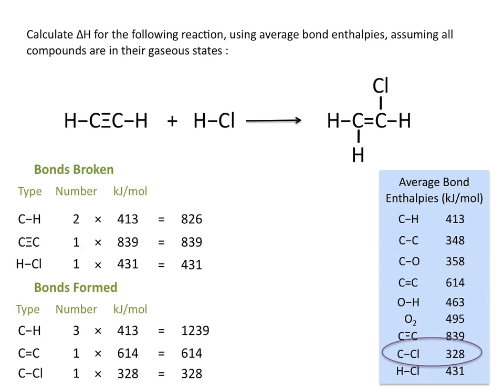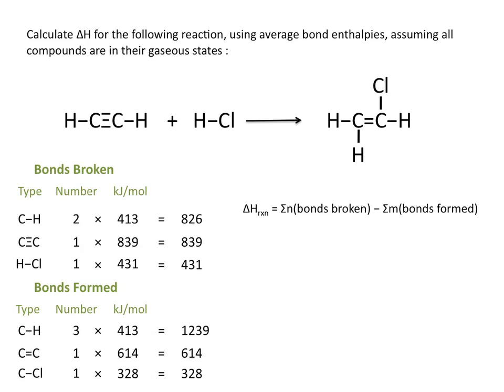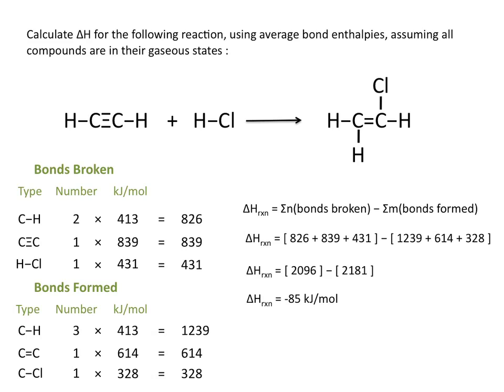Now, you'll notice that I have carbon-hydrogen bonds broken and carbon-hydrogen bonds formed. And so it's okay to look at the difference between the bonds broken and the bonds formed if you'd like. However, I think it's much easier and you're going to make a lot fewer mistakes if you just count up all of the bonds broken and count up all of the bonds formed and subtract. So now we can plug these numbers into our equation. I sum up the bond enthalpies for all of the bonds broken and subtract the bond enthalpies for all of the bonds formed. This gives me a delta H for this reaction of negative 85 kilojoules per mole.